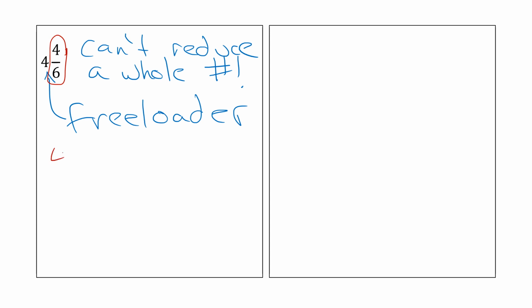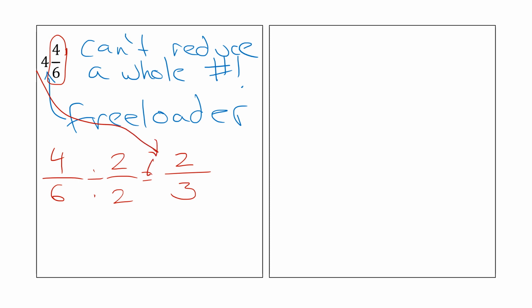The only thing that we can reduce here is our fraction. So let's reduce that. 4/6 can be divided by what? What goes into 4 and 6? How about 2? 4 divided by 2 will give us 2. 6 divided by 2 will give us 3. So 2/3. Our 4/6 will reduce down to 2/3. But what's our final answer? You gotta bring him. So our final answer is 4 and 2/3.